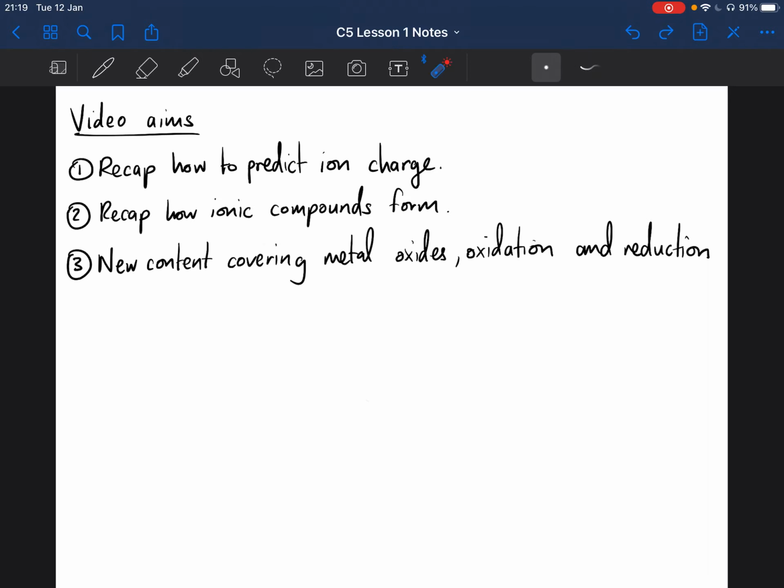So this video has three aims. The first aim is to recap how to predict ion charge. This came up in the C3 structure and bonding topic, and it's a skill that will come up again and again throughout C5, so I thought I'd start by recapping how to do that. The second is another recap of how ionic compounds form. So we're going to look at what actually happens to create an ionic compound. And then the third aim of this video is to go through new information on metal oxides, oxidation, and reduction.